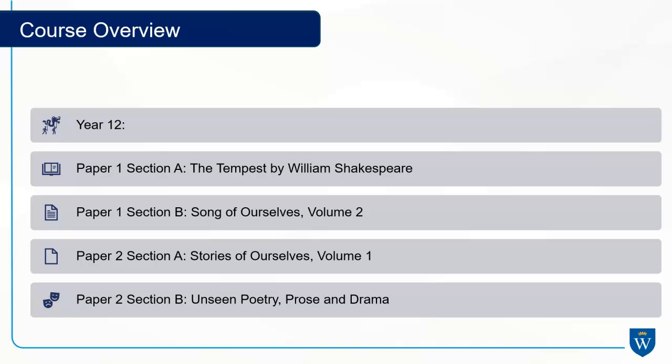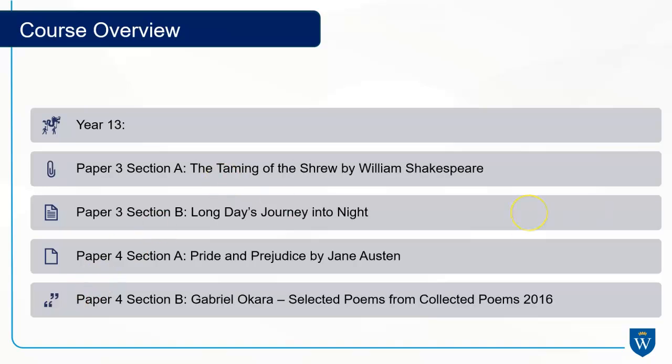In year 12 then, students study The Tempest by William Shakespeare, Songs of Ourselves, Stories of Ourselves, and an unseen poetry, prose and drama collection as well. And then in year 13 they study The Taming of the Shrew by William Shakespeare, Long Day's Journey into Night, Pride and Prejudice by Jane Austen, and then selected poems from a modern collection.